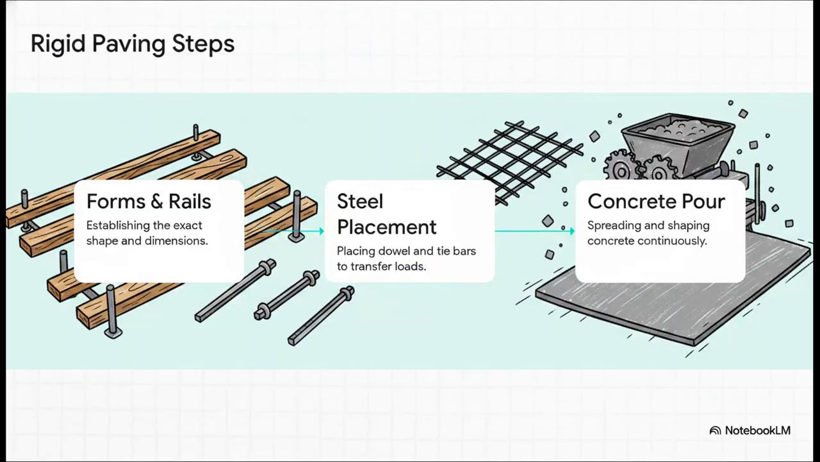The construction of a rigid pavement is a beautiful exercise in meticulous geometry. Step 1 involves setting up the forms and guide rails to establish the exact shape and dimensions of the slab. Step 2 is critical, placing the steel. Dowel bars are installed across the transverse joints to transfer immense loads between adjacent slabs, while still letting the concrete expand and contract. Tie bars go along the longitudinal joints to literally tie the lanes together so they don't drift apart over time. Then, Step 3, concrete placement. These massive machines called slip-form pavers receive the concrete mixture, which is this highly precise batch of cement, water, fine, and coarse aggregates, and they continuously spread and shape the pavement in one smooth, continuous motion.